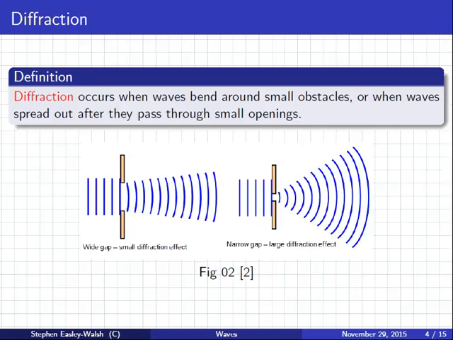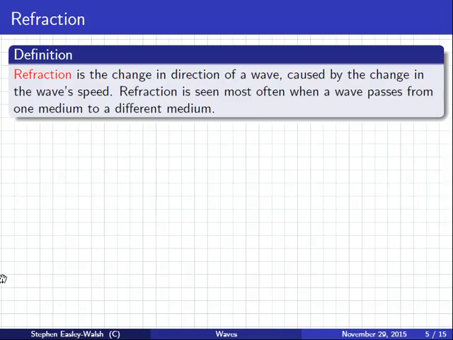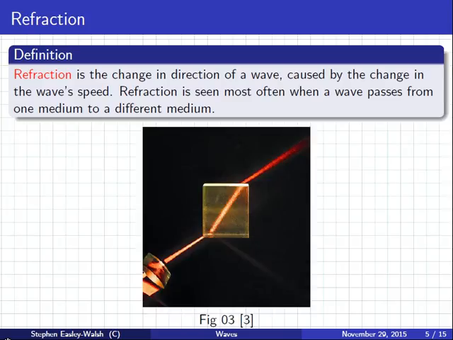We got that? Yeah, continue. Okay, so the last one is refraction, and that's when the wave changes direction. This is because of a change in the wave speed. You see refraction most when a wave passes from one medium to a different medium. For example, when light travels from the air to the glass, you see how its direction changes.